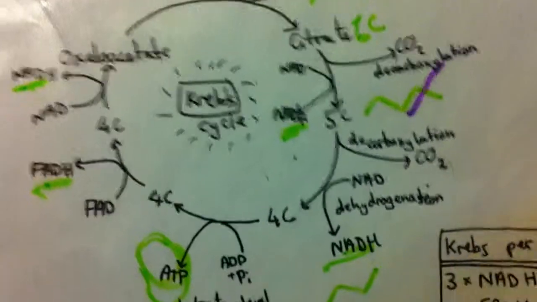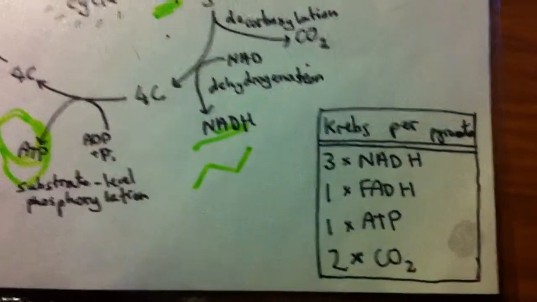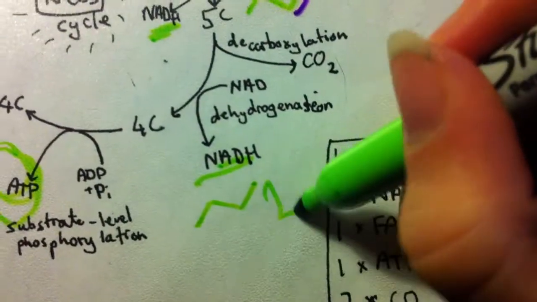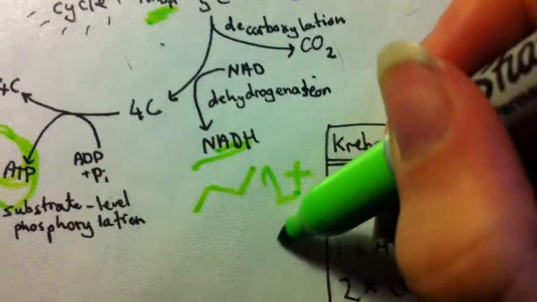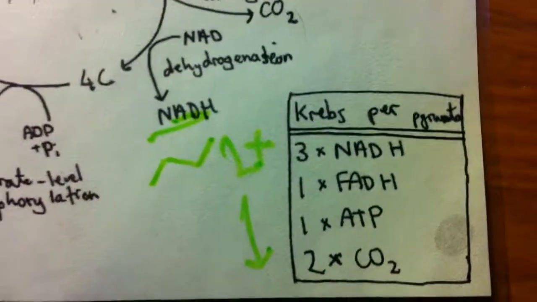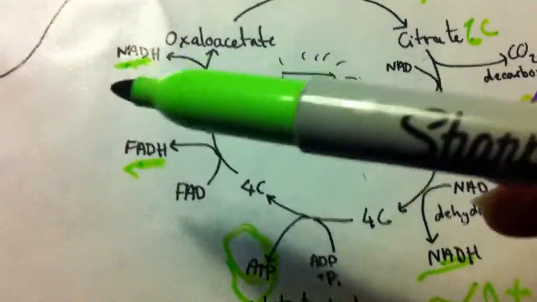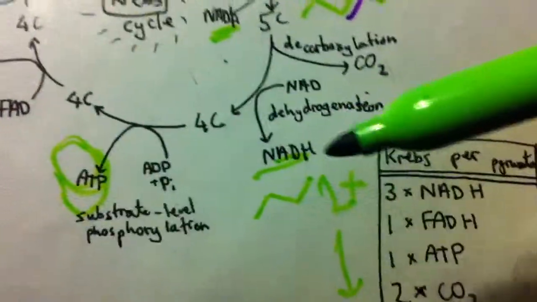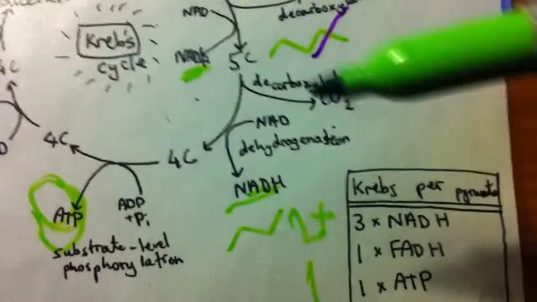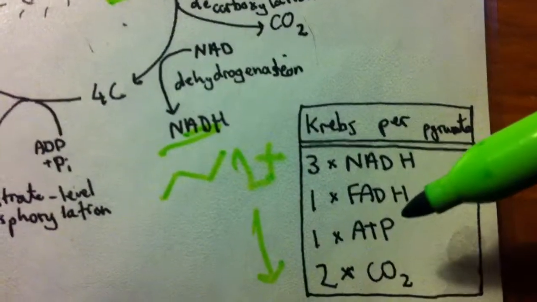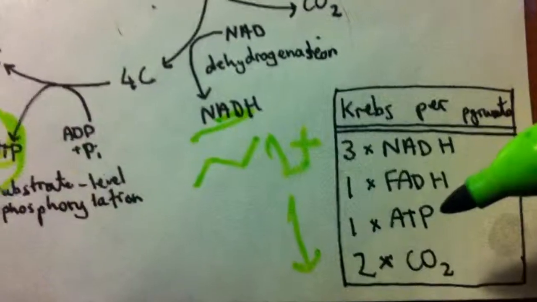So at the end of the Krebs cycle, this is per pyruvate. If you wanted to do it per glucose molecule, it'd be ×2 for all of these. So you have 3 NADH, 1, 2, 3, and you should have 1 FADH over here, and you get 2 CO2s and 1 ATP, like it says there. Okay, and then we go on to the wonderful side of oxidative phosphorylation.